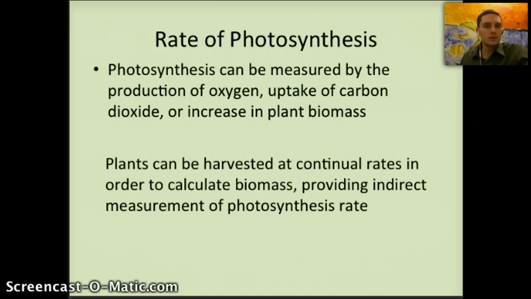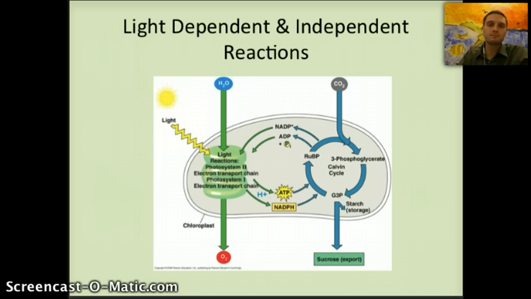The third way is by an increase in plant biomass. If plants are harvested at a continual rate, we can calculate the overall biomass. Obviously, this would be a little bit more complex, a little bit more complicated than just measuring the amount of oxygen being produced or the amount of CO2 being removed from systems. The use of biomass provides an indirect measurement of the rate of photosynthesis.